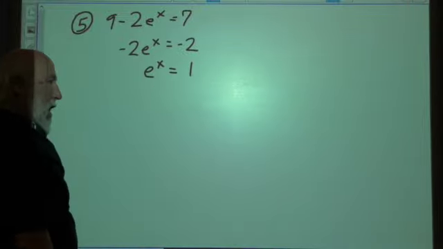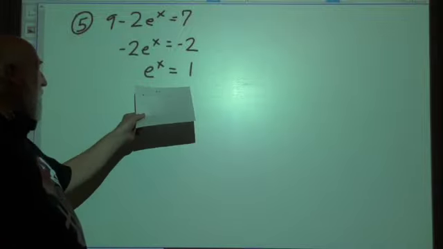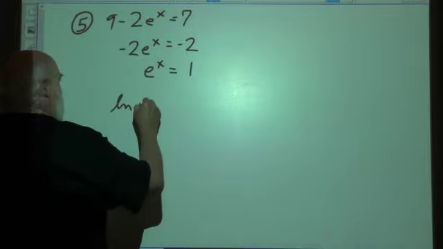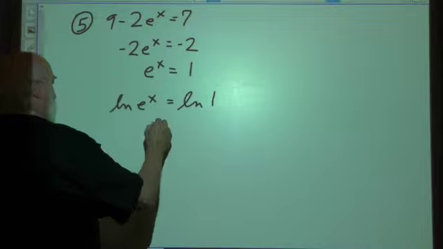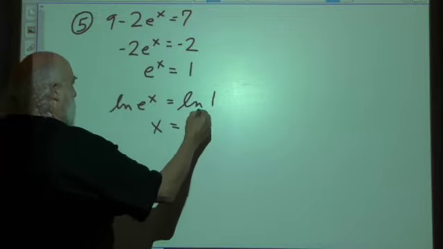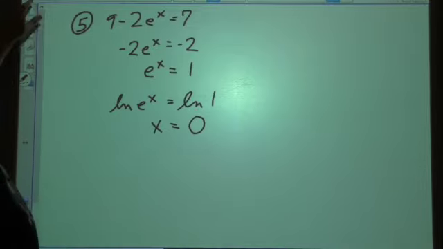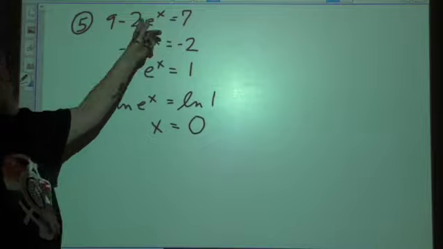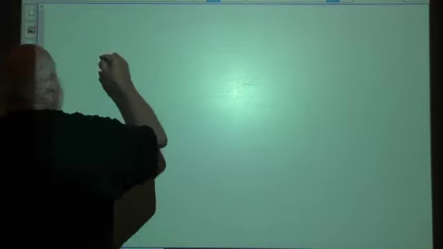We really don't have to do the next step that I'm about to do, because we know that anything to the 0 power is 1, so the answer is going to be 0. But to prove that, I'm going to take the natural log of e to the x equals the natural log of 1. So x equals the natural log of 1, which is 0. So that's the answer for that. If in fact you plug that in, you can see 9 minus 2 times e to the 0, which is 1, so it's 7. 7 equals 7. So that is proven.